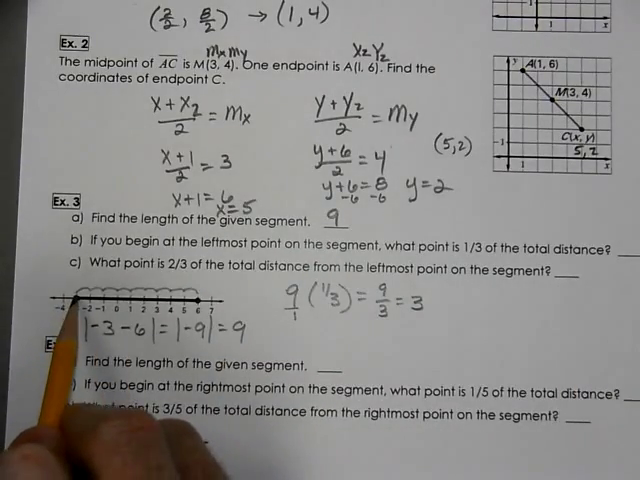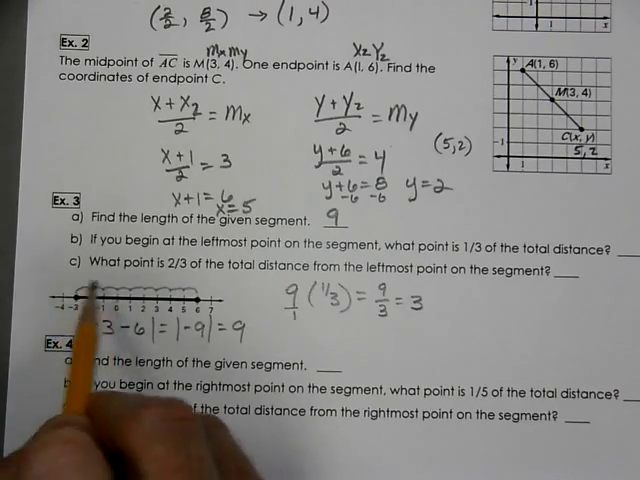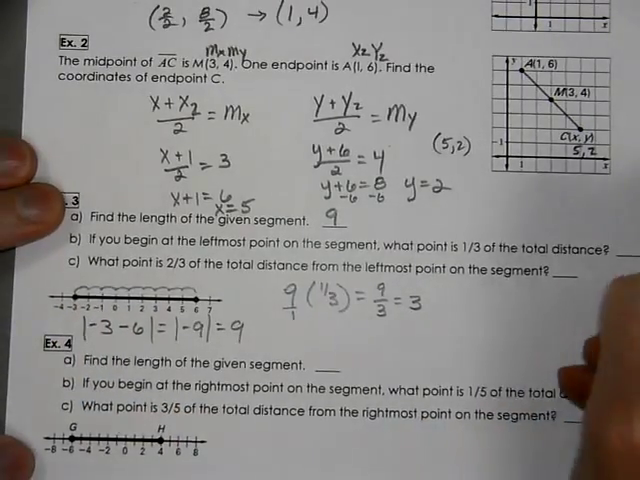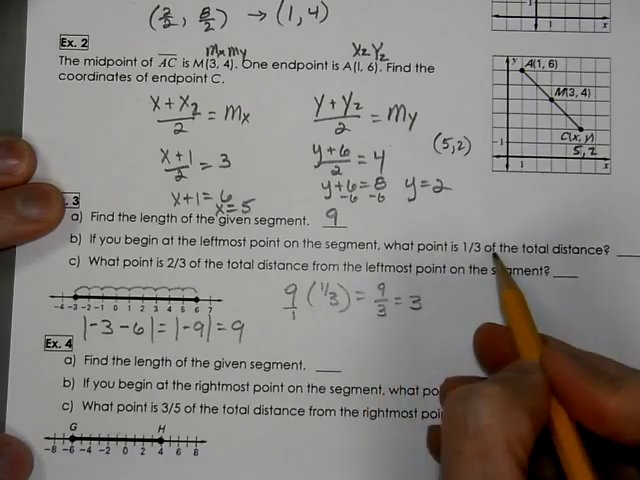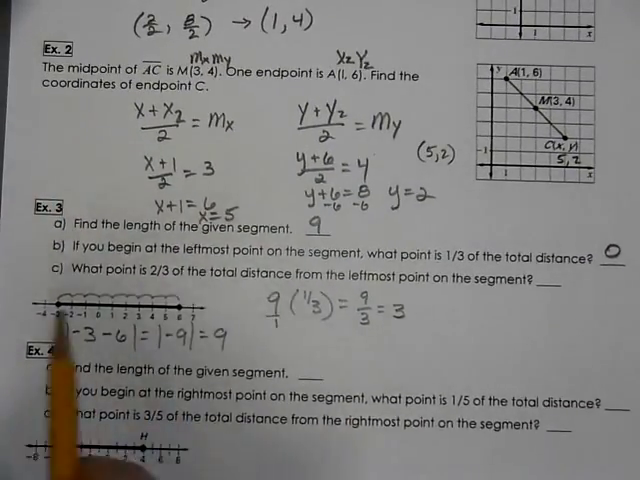Now we have to count from here. 1, 2, 3. 0 is 1/3 that distance. What point is 1/3? 0 is 1/3 of that total distance.